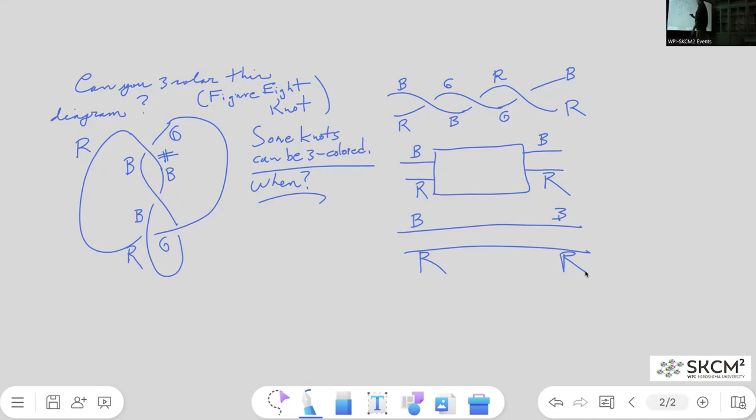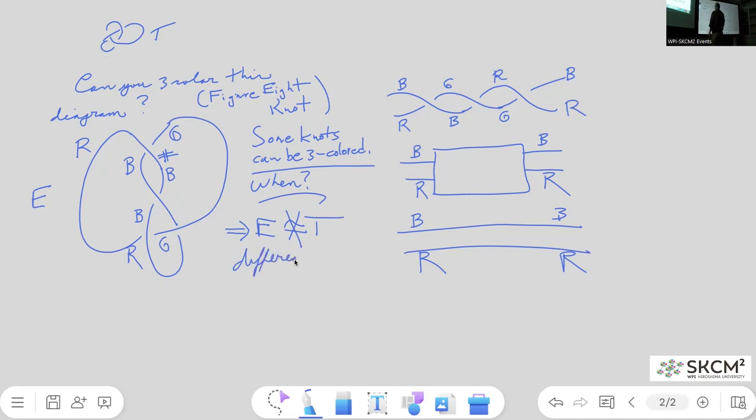What does this tell us about the figure eight knot? This implies that, let's call this knot E for figure eight knot. And let's call this one T for trefoil. This implies that E is not equivalent to T. They're different knots. No Reidemeister moves can carry E to T.